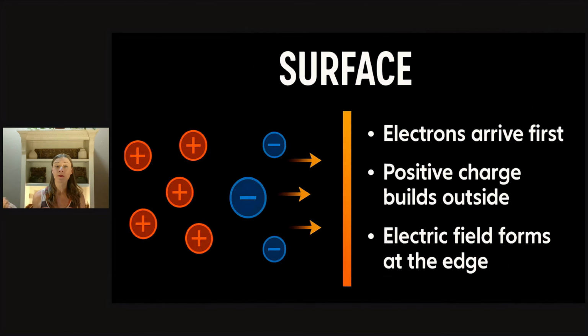In this image here, the fast-moving electrons hit the surface first. Electrons are faster moving because they are lighter than positive ions. This leaves behind a region of positive charge just beyond it. That separation builds an electric field, pointing inward toward the material. This is the term sheath, a self-generated field layer that controls the flow of energy and particles at the boundary.